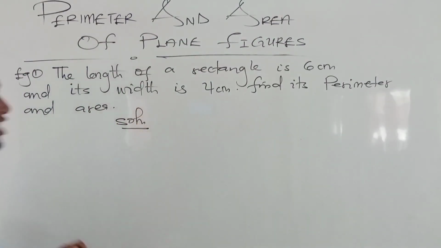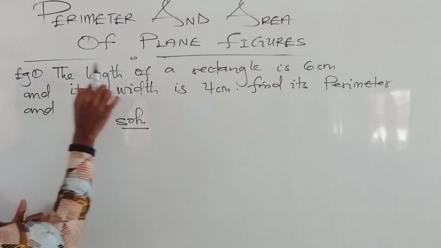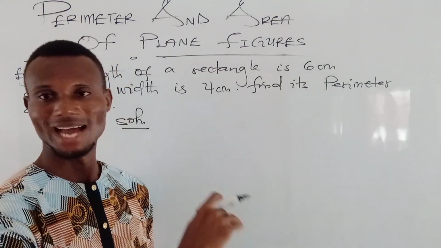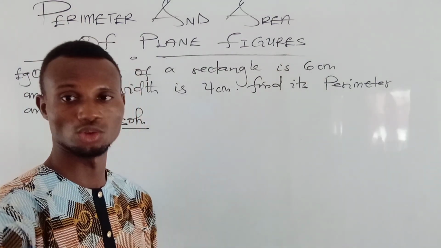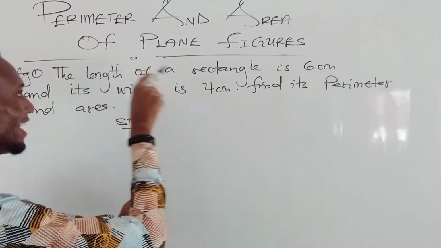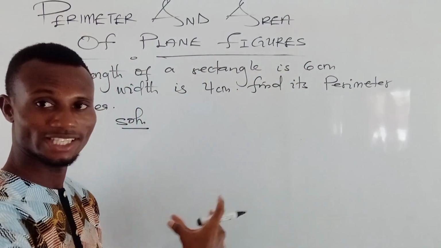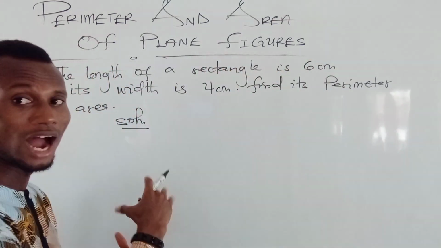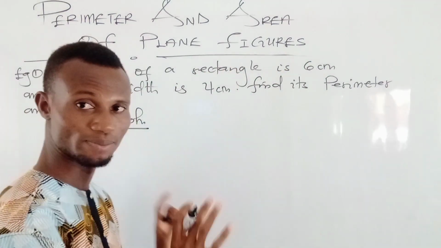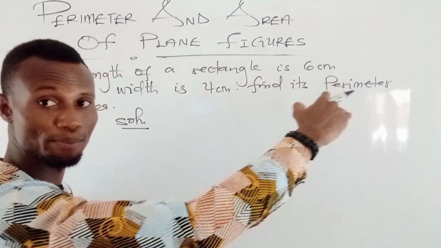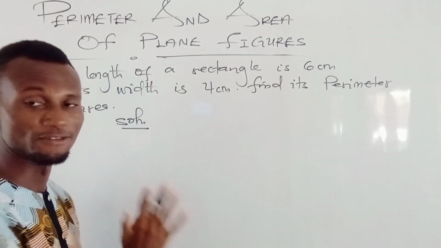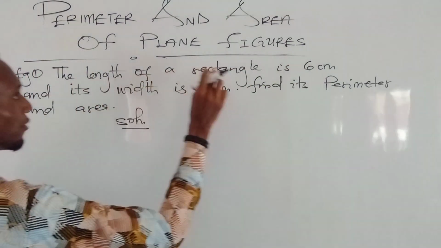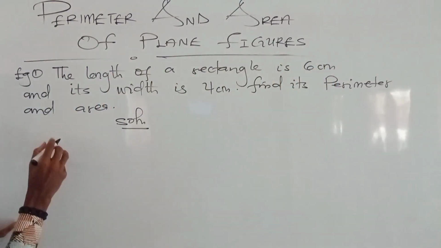So now let's read again. It says that the length of a rectangle is 6 centimeters. So what do I write down? I'll write the length down equals 6 centimeters, because it says the length of a rectangle is, meaning equal to. So I'll write length equals 6 centimeters. At every step of reading, you put the information down. So the first statement says that the length of a rectangle is 6 centimeters, so I'll write my length down.